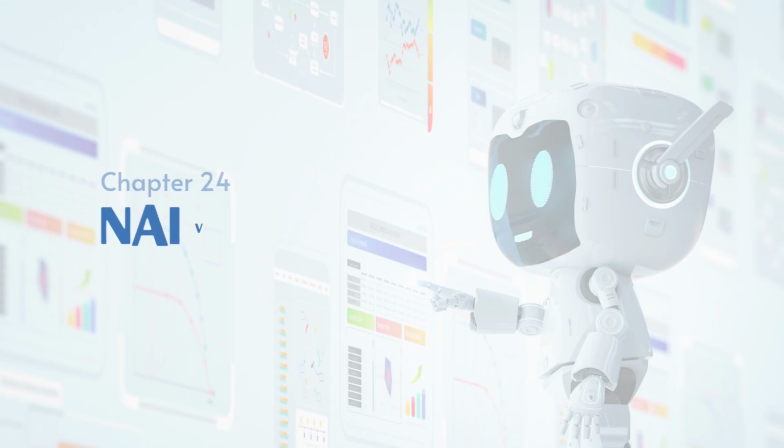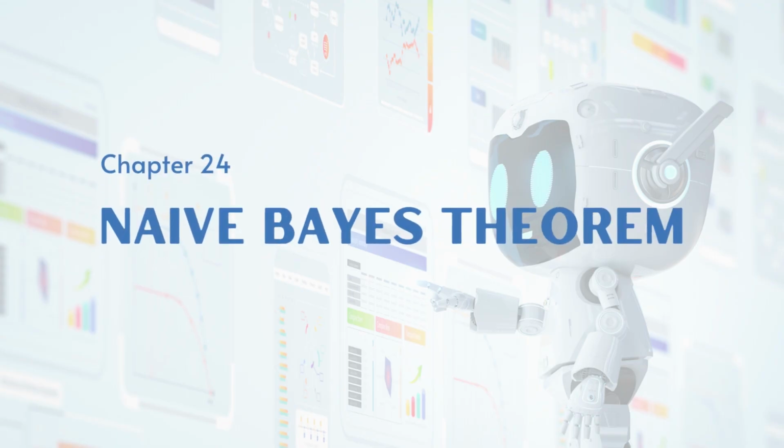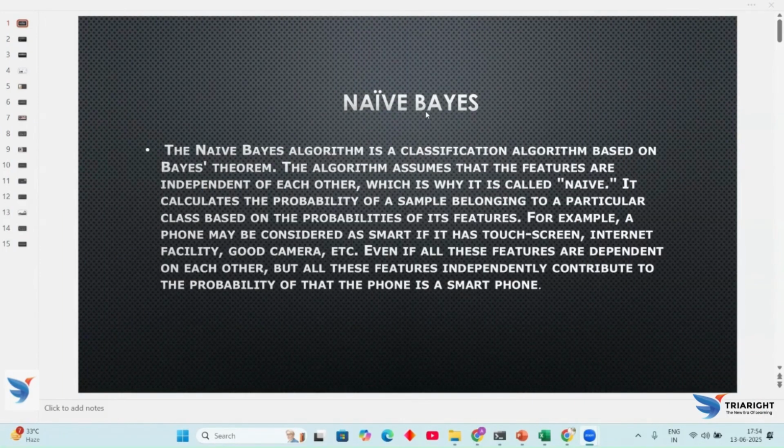Today we are going to discuss Bayes theorem in artificial intelligence, or what we call Naive Bayes theorem. The Naive Bayes algorithm is a classification algorithm based on Bayes theorem. The algorithm assumes that features are independent of each other, which is why it is called Naive. It calculates the probability of a sample belonging to a particular class based on the probabilities of its features.